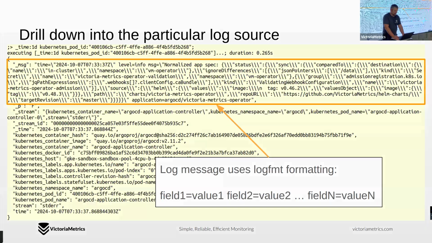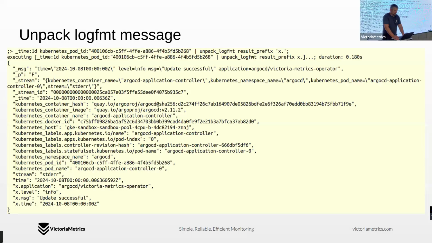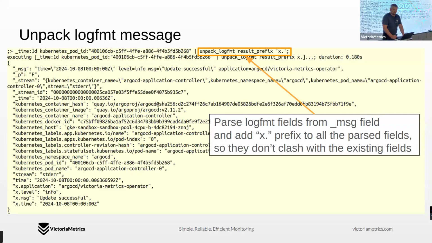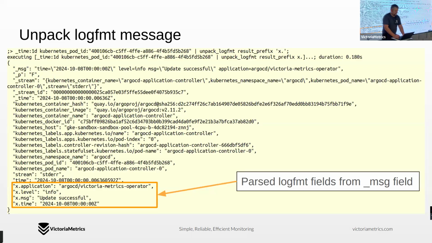And how to parse this? VictoriaLogs supports the unpack_logfmt command, which allows you to parse these messages. It unpacks this log message and puts every log field into a separate log field with the prefix specified here. In this case, the prefix is x dot. And you can see in the log output that these log fields are extracted from the log message.